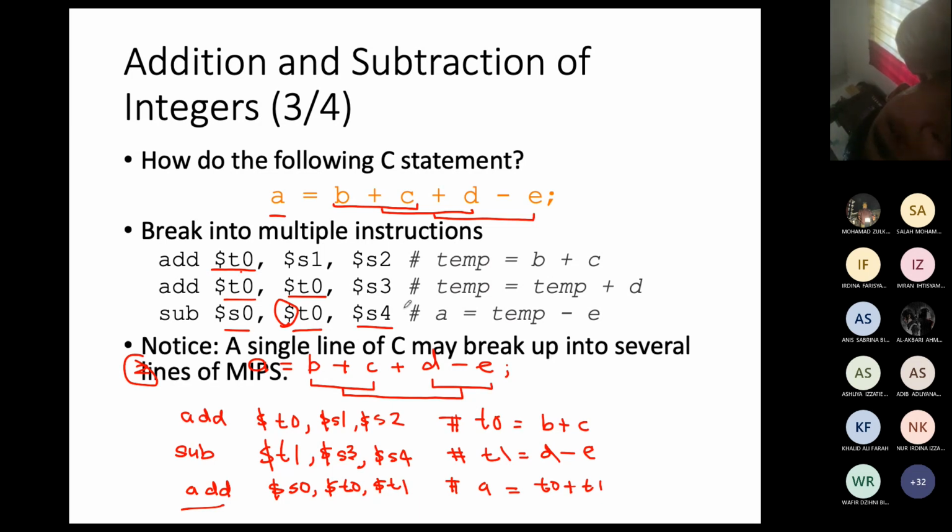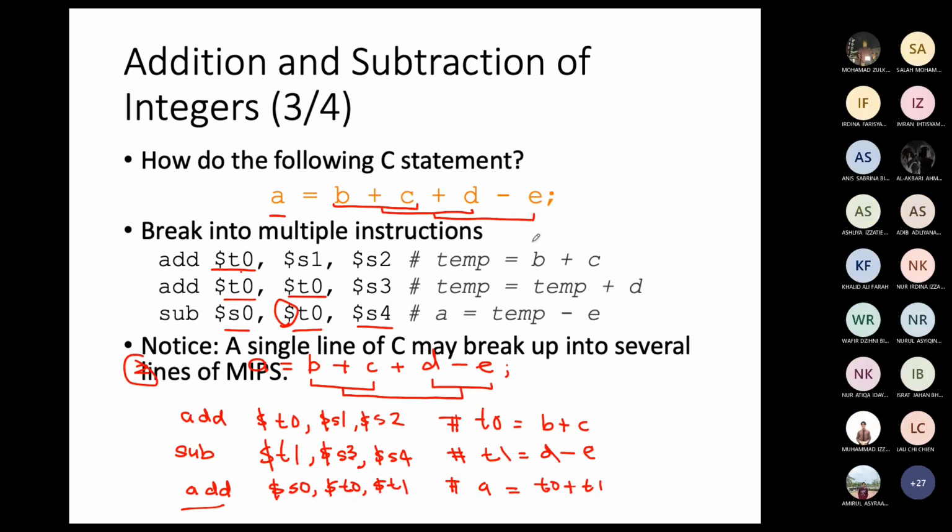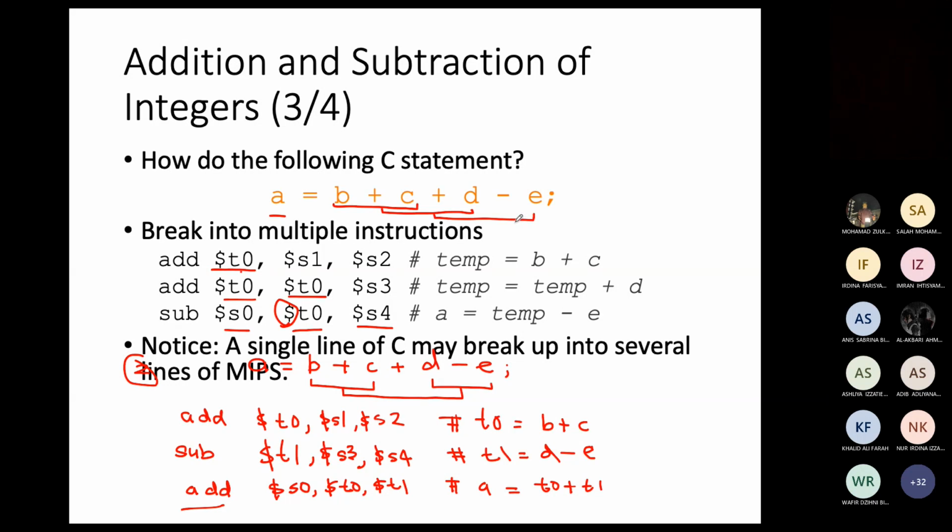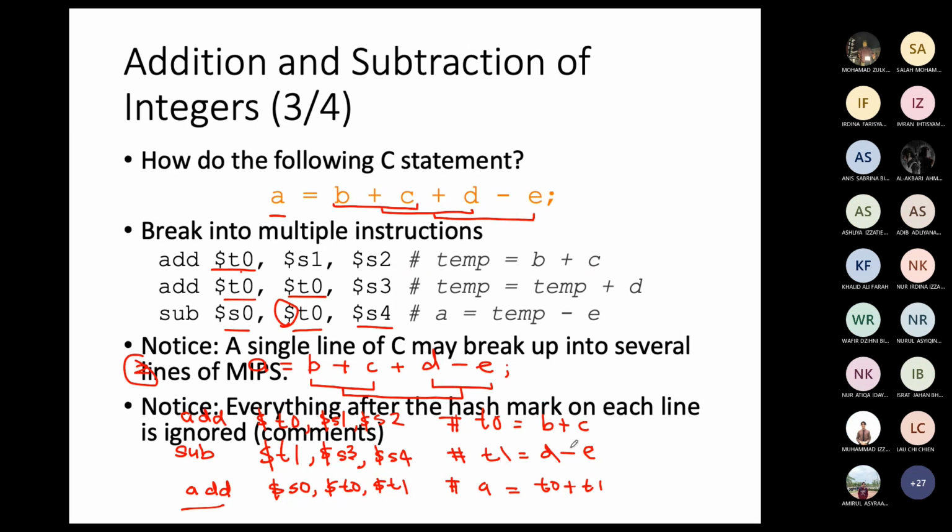Notice that a single line of C may break up into several lines of MIPS. When you write your C++, you can write it in a single statement, but for MIPS, you have to break it up into several lines. If you have several operations, plus, plus, minus, then you have to break into several MIPS instructions. Everything after the hash mark on each line is ignored because it is treated as a comment.